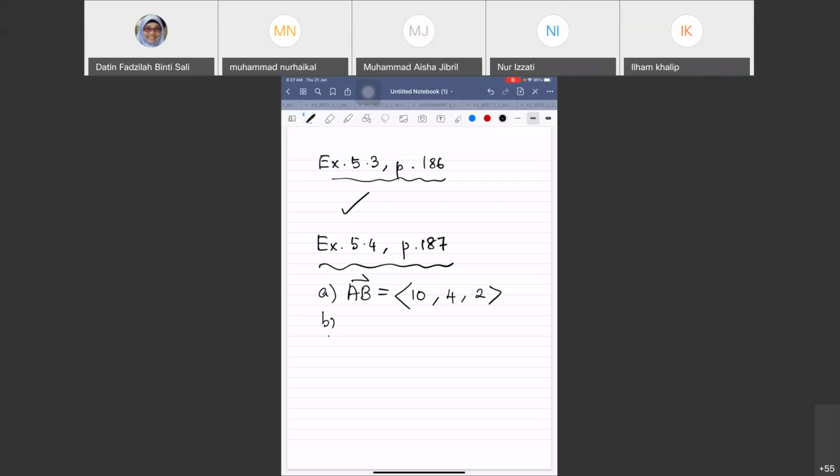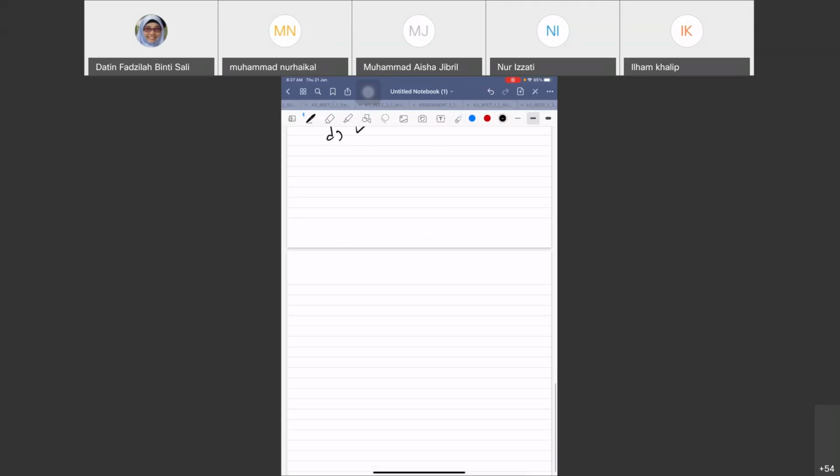So then I think B, C, D also should not be a problem. I think you know how to actually find vector AB where the initial and terminal points are given. Next one is exercise 5.5.